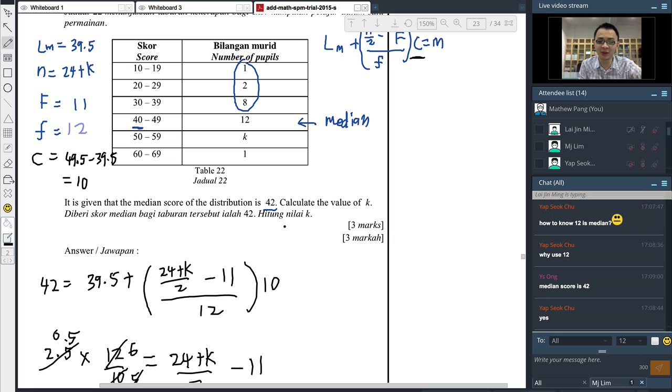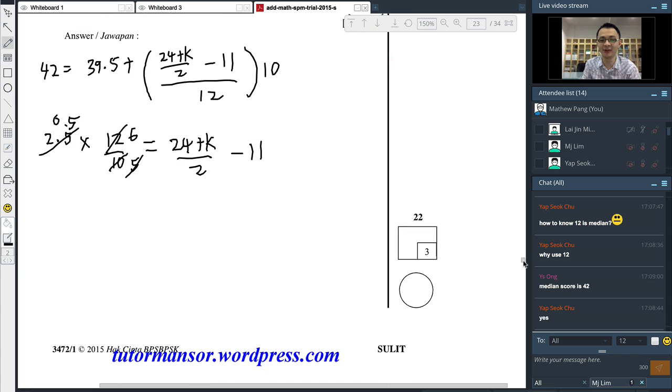Yeah, because the median score is 42. Right? Oh, yeah, because the median score is 42. So 42 is between 40 to 49. Right? So this one is the median class. Okay? Yeah, let's move on.